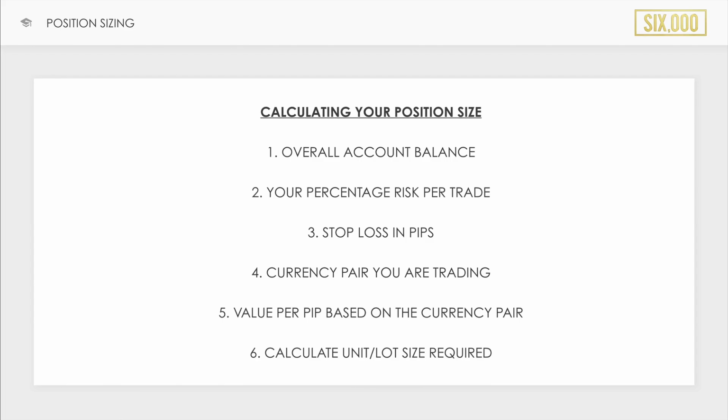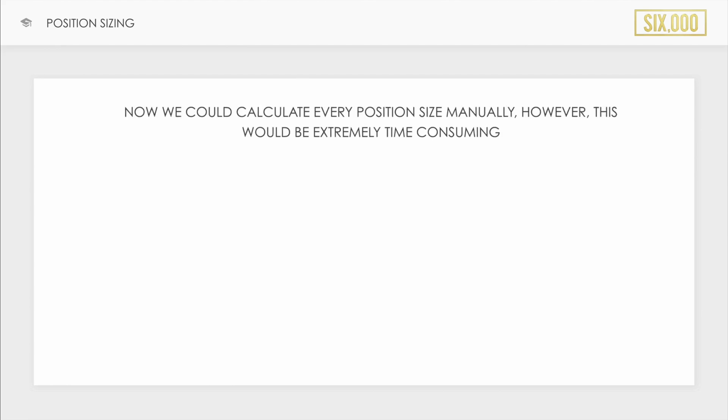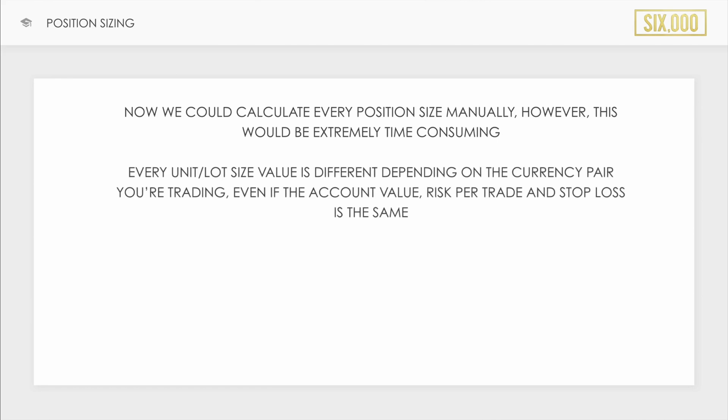So for most people, they don't have the time to do all of this. They don't have time to do it manually. And this is why we have calculators to do so. So now we could do it manually, as mentioned. It would be very, very time consuming. Every unit and lot size value is different depending on the currency pair you're trading. So you're not always going to be trading half a lot or one lot. It will change depending on the currency pair you're trading and the risk per trade and the stop loss.